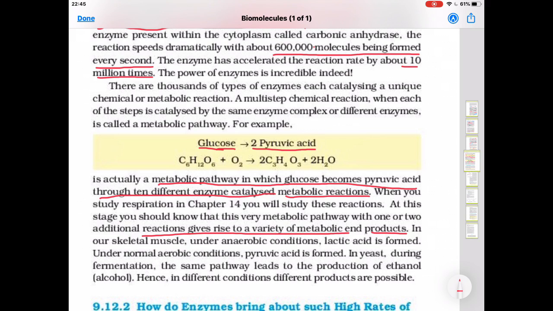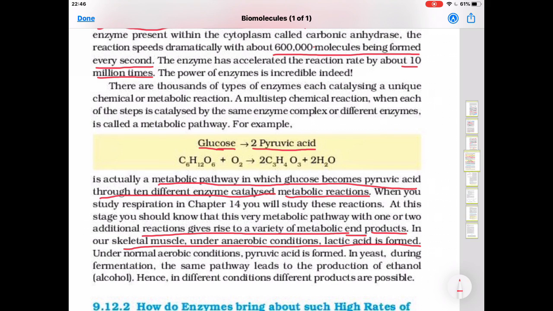You should know that this very metabolic pathway, with one or two additional reactions, gives rise to a variety of metabolic end products. In our skeletal muscle, under anaerobic conditions, lactic acid is formed. Under normal aerobic conditions, pyruvic acid is formed. In yeast, during fermentation, the same pathway leads to the production of ethanol, that is ethyl alcohol. Hence, in different conditions, different products are possible. You have studied this in class 10th also, the different ways of breakdown of glucose. Under aerobic conditions, pyruvic acid changes into carbon dioxide and water. Under anaerobic conditions, pyruvic acid changes into ethanol and carbon dioxide. And in the lack of oxygen in muscle, it changes into lactic acid.